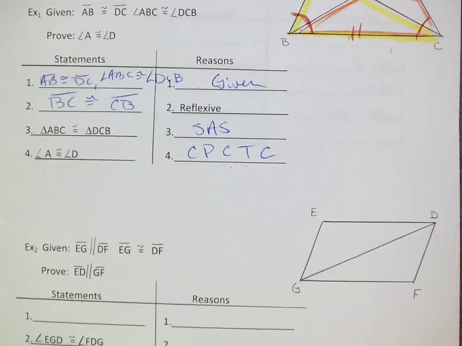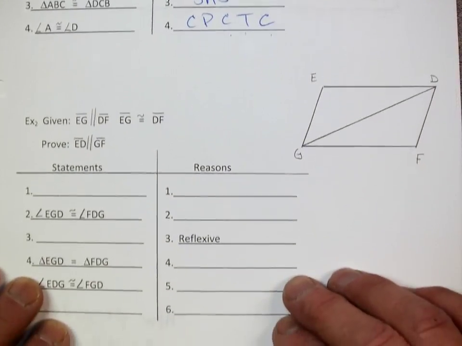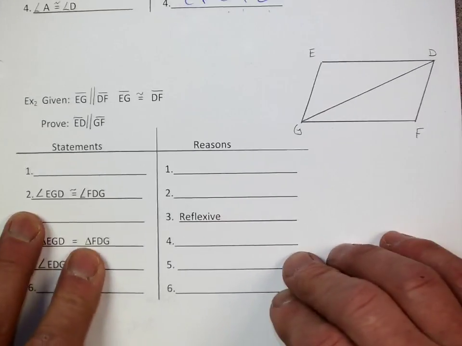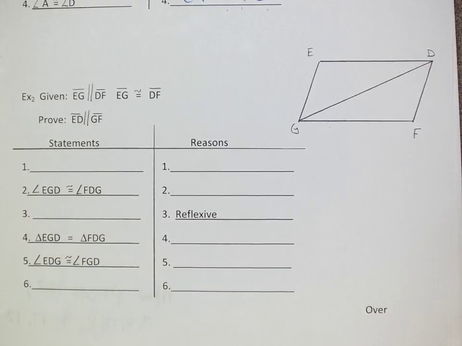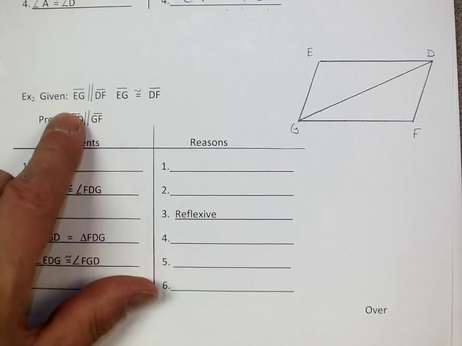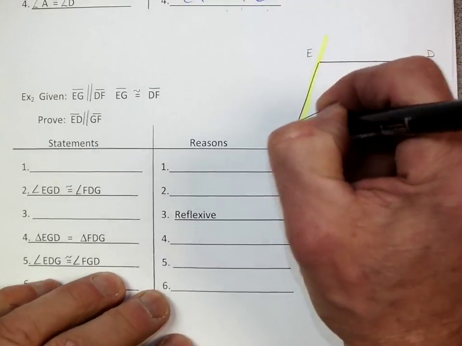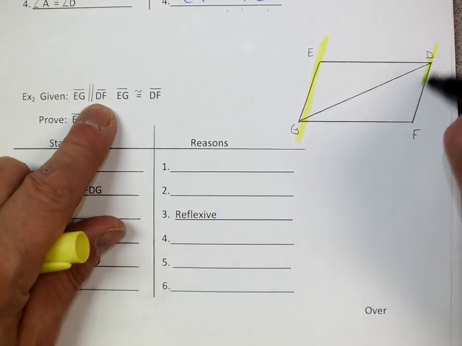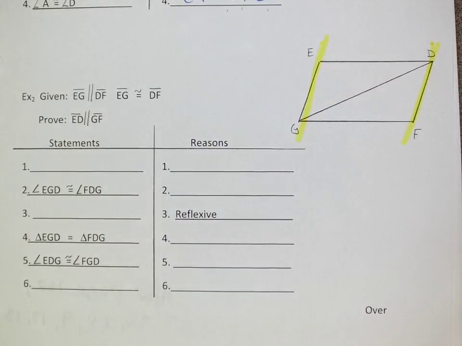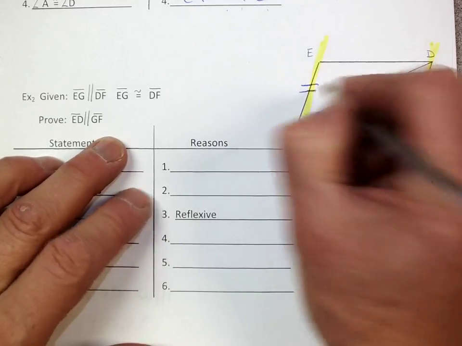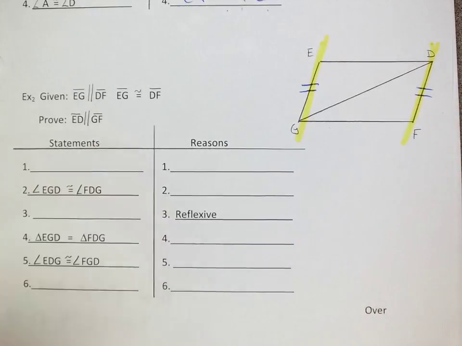Okay, let's take a look at number two. So again, when I do a proof, I look at the keywords. I try and mark my figure. I don't see any keywords, but I do see some things about parallel, and I see some congruent lines. So let's go ahead and mark it. So for me, if EG, that's this line, is parallel to DF, so these two lines are parallel, okay? And I've got side EG is congruent to side DF. Okay, so let's mark it.